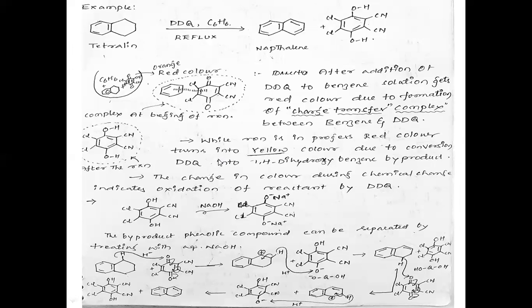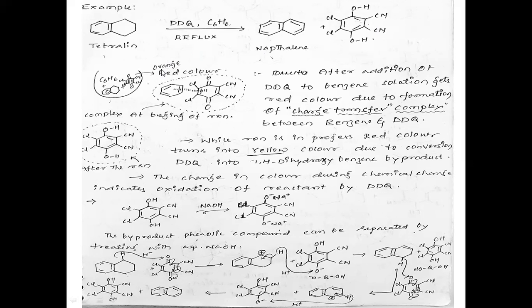For example, let us take a molecule tetralin. This, in the presence of DDQ and solvent benzene, when you reflux, will give you naphthalene with the reduction of DDQ into a phenolic skeleton. Now, let us see the reaction criteria, how the reaction will take place, and what are the key features you have to observe while a reaction is being performed.